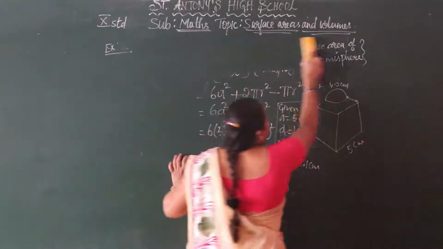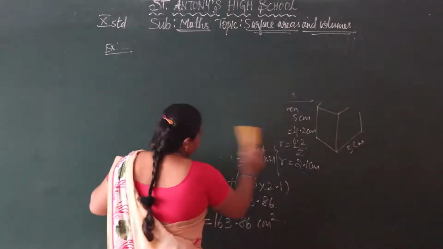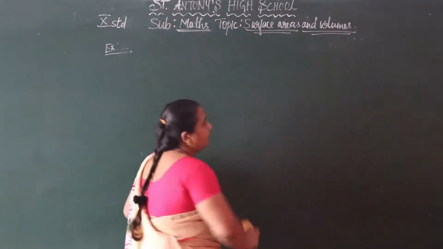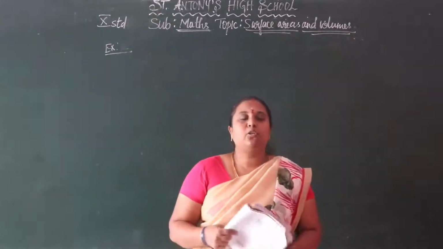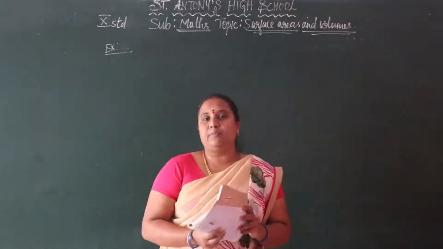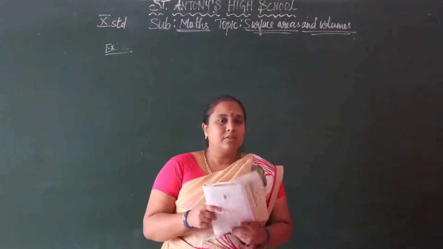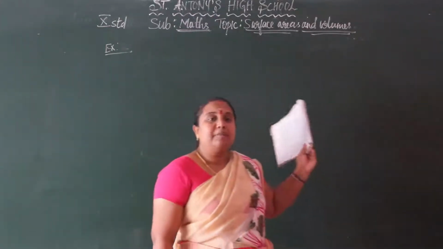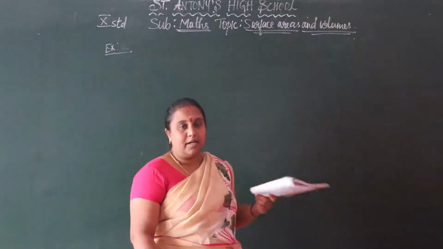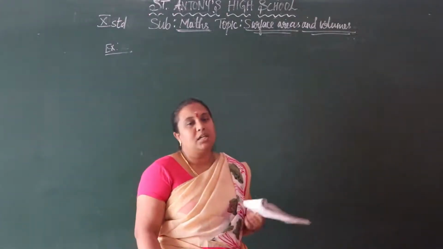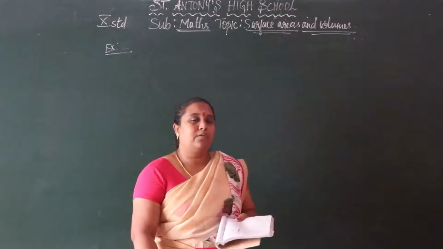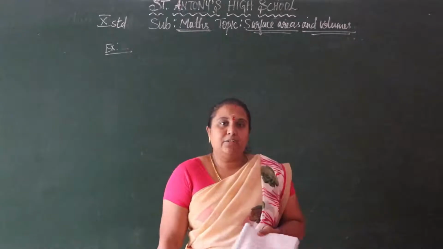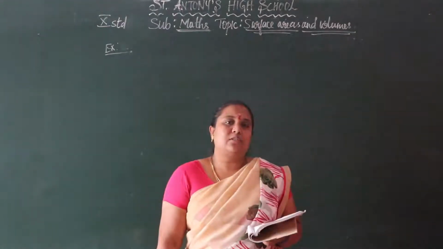Now let us see the third example. A wooden toy rocket is given. Here the children are playing with toy rockets. This chapter is fully about everyday life, linked with day-to-day life situations. How to find the areas and volumes of solid figures in day-to-day situations.